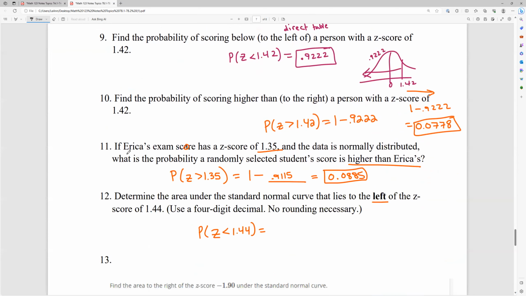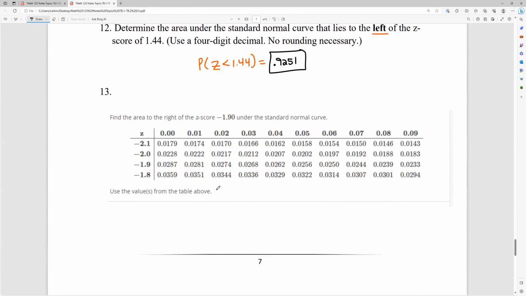So that is 0.9251. Remember, the table always gives less than. So if you need less than or left, you already have the answer directly from the table. If you need greater than or to the right, you have to do 1 minus the table. All right, let's look at this one.